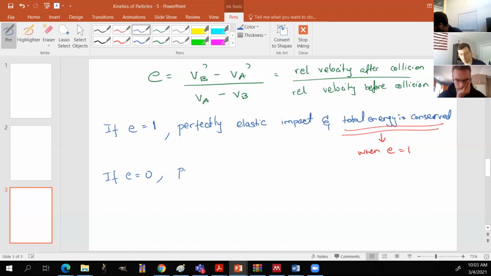So this is perfectly plastic impact, right? And that means that a lot of your energy has gotten lost. All right. So this was when you have direct central impact along the line of your impact, the movement that's happening. All right. Okay. So next, let's take a look at oblique central impact.